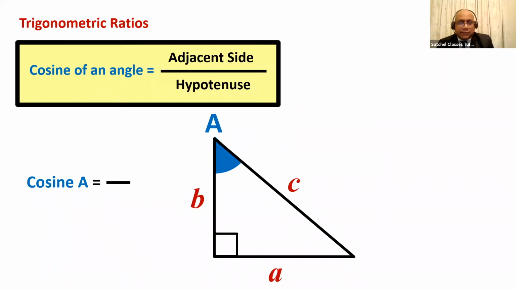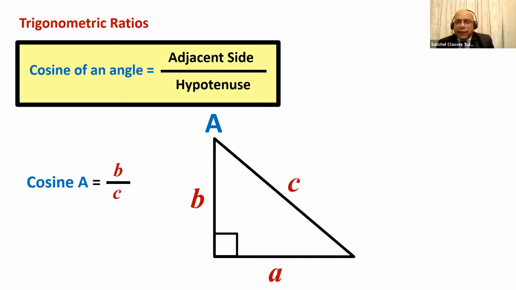As we saw earlier, adjacent side is the side which is neither opposite nor the hypotenuse. So in this case, it is the side referred to by the letter b. So small b goes into the numerator of the fraction. The denominator of cosine is hypotenuse, which in this case is c. So cosine of angle A is b divided by c.